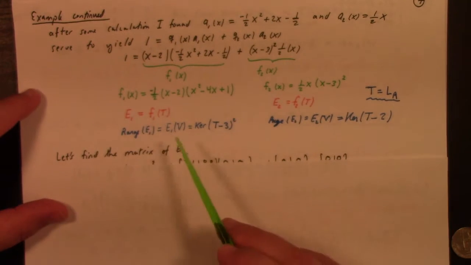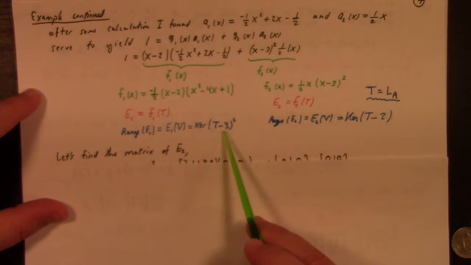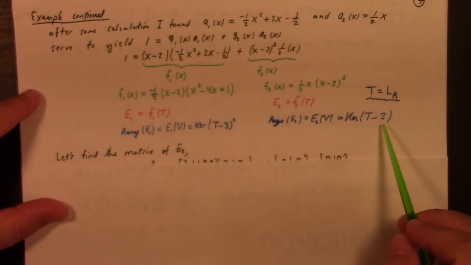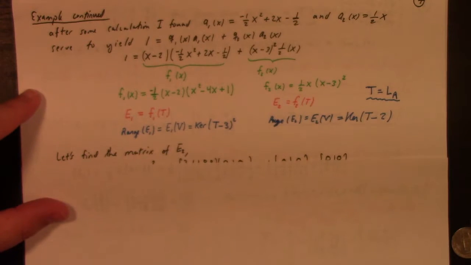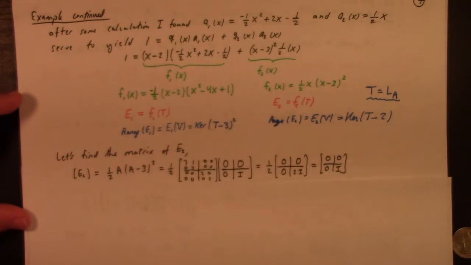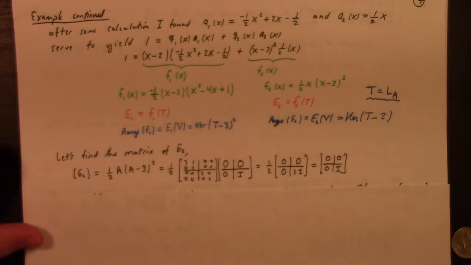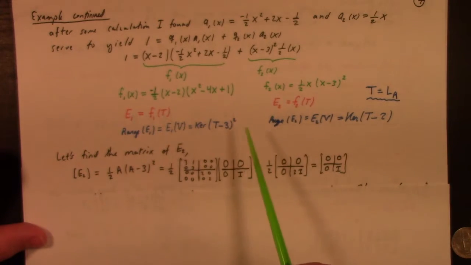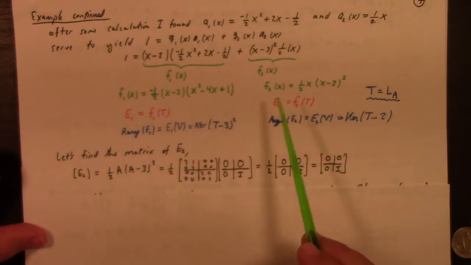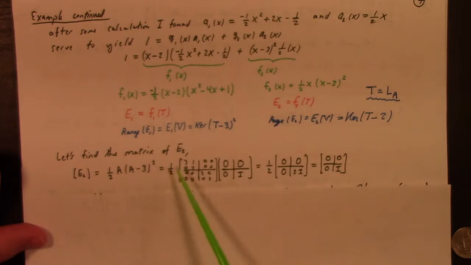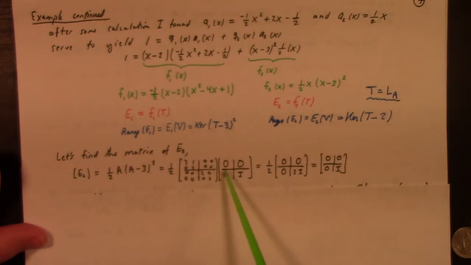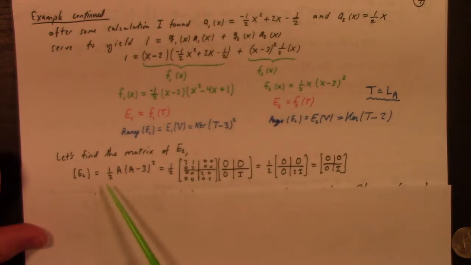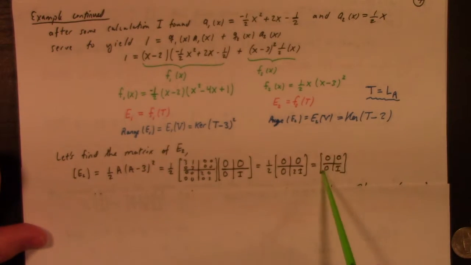And allegedly, the range of e1 is going to be the kernel of t minus 3 squared, and the range of e2, if we believe the proof, should be the kernel of t minus 2. All right, and you can try it out. It works. The matrix of e2 would be 1/2 of a times a minus 3i squared. I calculated those before. It's this and that. Well, that is that. So in fact, e2 is just 0, 0, 0, i.